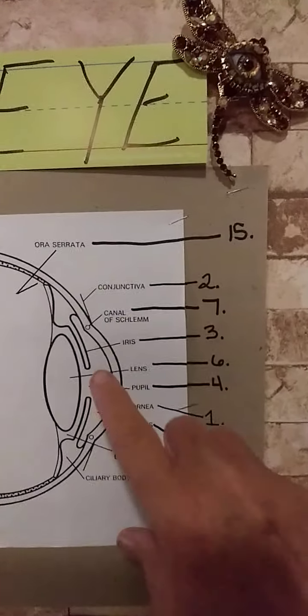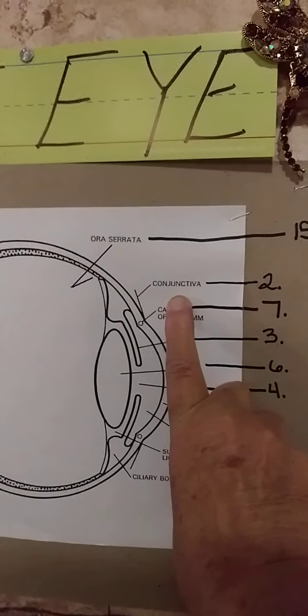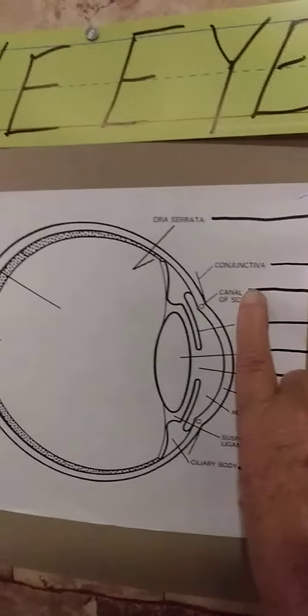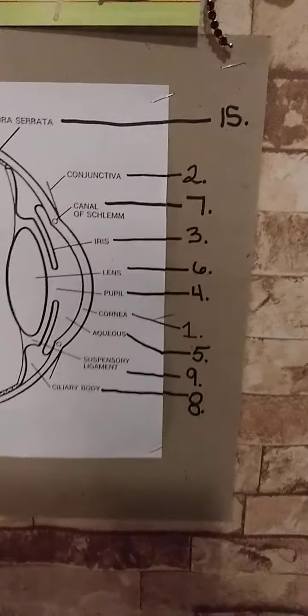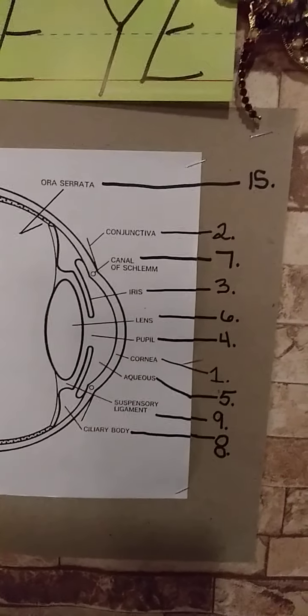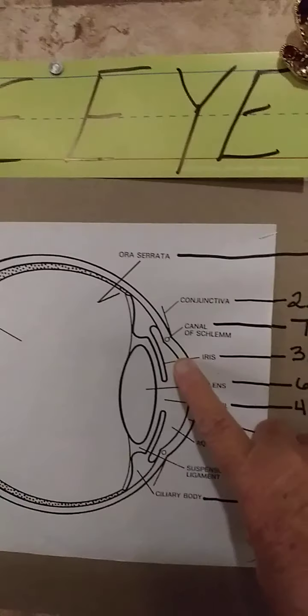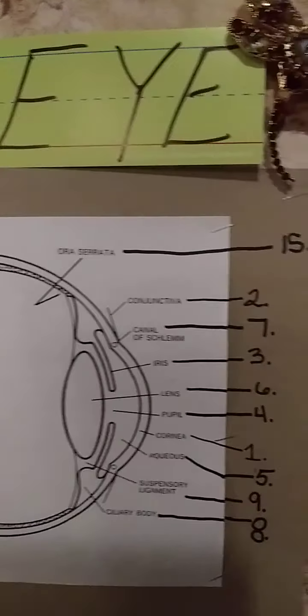Now, number two is the conjunctiva, and it is the membrane that covers the sclera and also lines the inner portion of the eyelids, and it's right here. And then we have the iris, which I've always heard people's eyes were the window to their soul, and the iris is right here, which is where the color of your eye is. It is the doorway that lets in light.